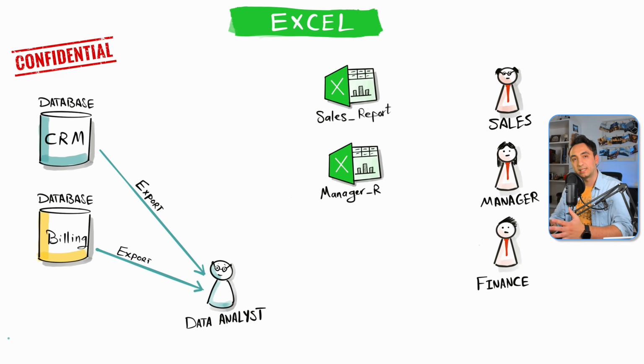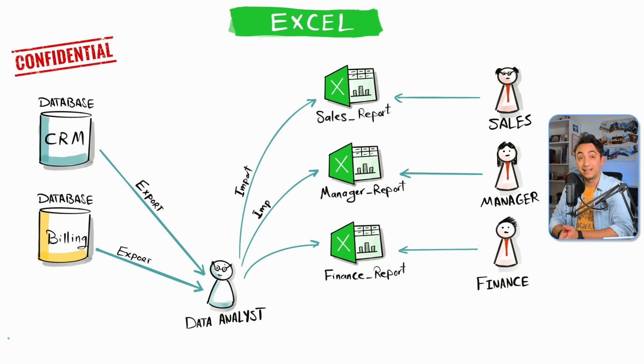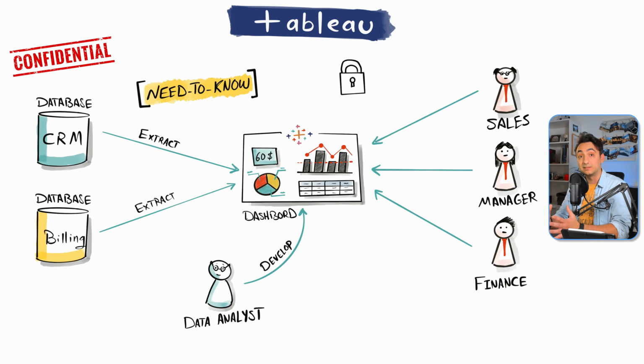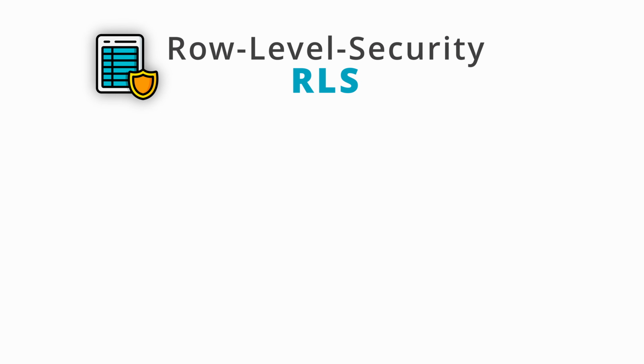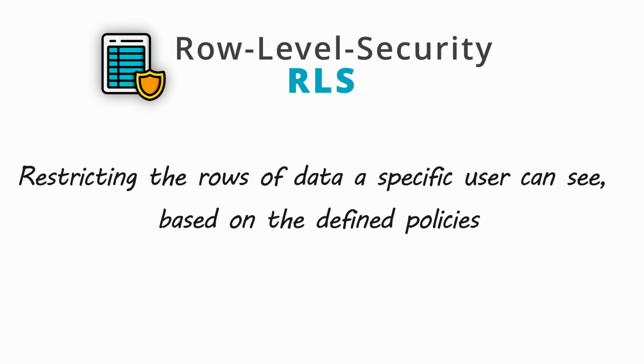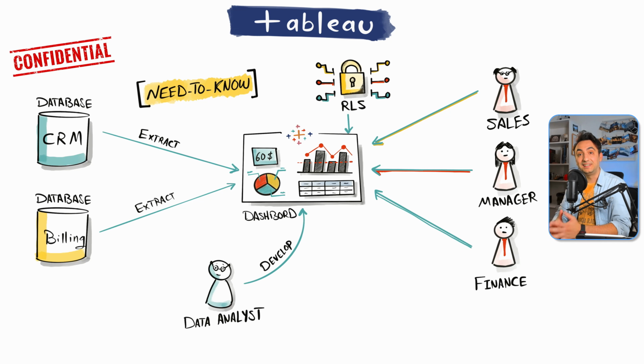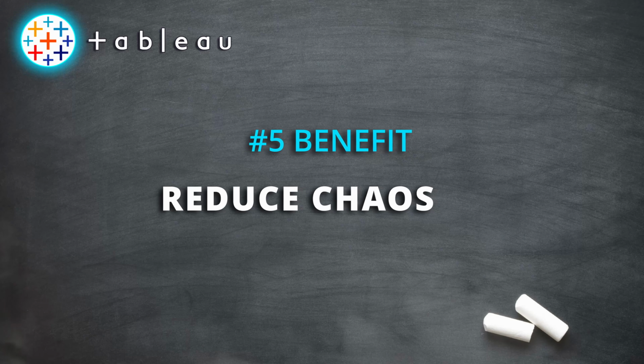That means if you are working with Excel, we have to split the main files into specific reports for specific roles. On the other hand, most of the modern BI tools offer a feature called row-level security, RLS. Row-level security refers to restricting the rows of data certain users can see based on the policies that we define. Using this technique is going to enforce the need-to-know principle and make our life easier by having just one dashboard accessed by different types of users, and then based on their role, they're going to see the data and the information that their job requires.